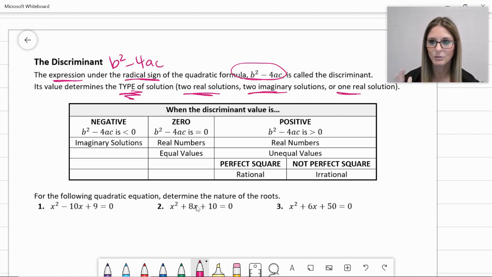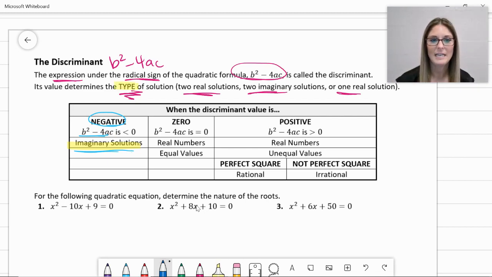I made this table for you. So let's look at that. When your discriminant value is negative, you plug it into b squared minus 4ac and it's less than 0, a negative number, then you have imaginary solutions. That's all a discriminant does. It just tells you the type of solution that you have.